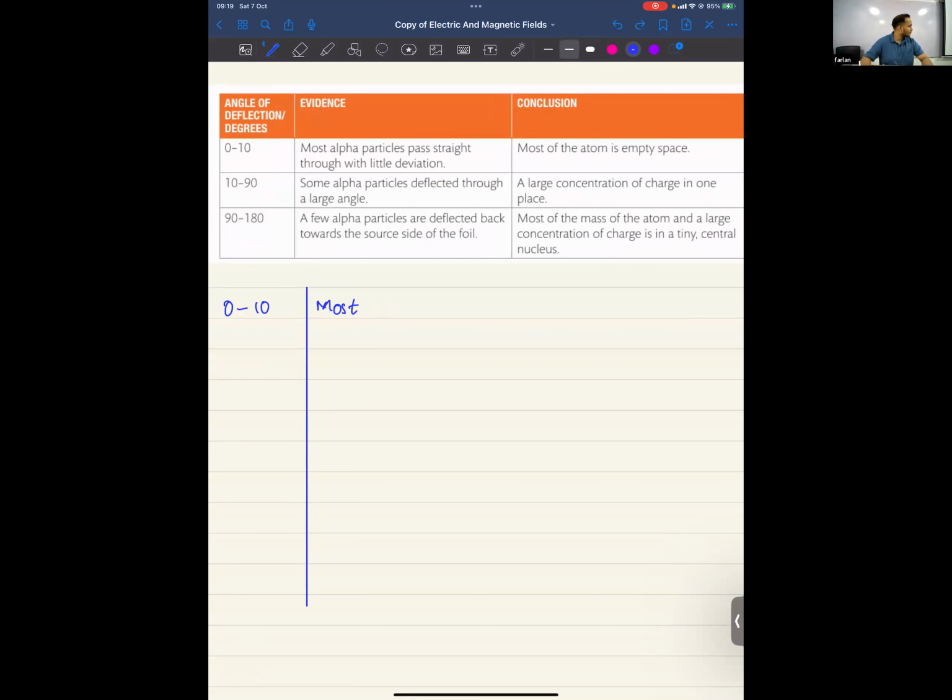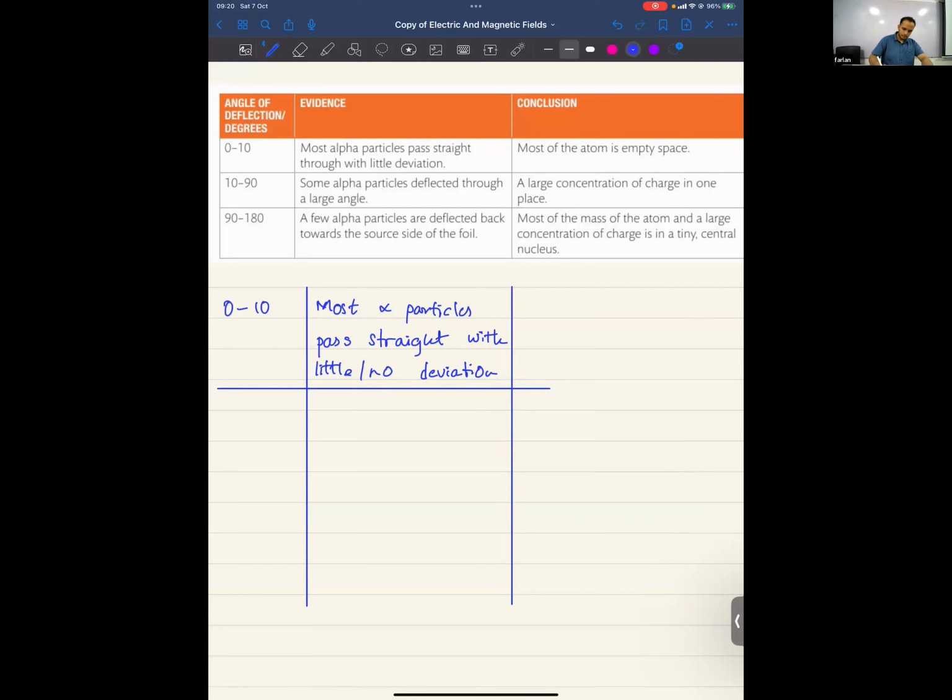Most alpha particles pass straight with little or no deviation. So what is the conclusion derived from that? The conclusion is most of the atom is empty space.